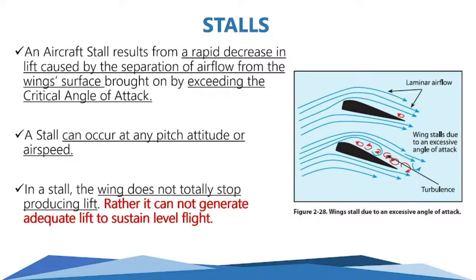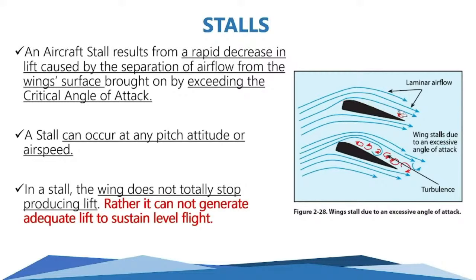Okay. Anytime that we stall an aircraft, it's going to result from a rapid decrease in lift caused by the separation of the airflow from the wing's surface, and this is by exceeding the critical angle of attack. That first image that I showed you, remember that image from the wind tunnel? What we had was that nice stream of air, and what we call that is smooth laminar airflow. That air seems like it's pretty much glued to the upper surface of the wing, that upper camber. It's following it perfectly and nicely.